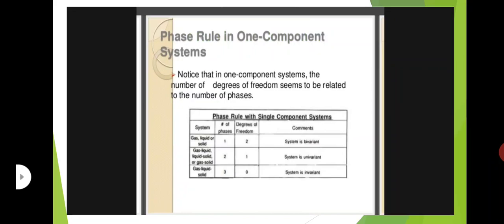Next system: gas-liquid, liquid-solid, or gas-solid system. Here number of phases is 2, but degrees of freedom is 1. So this system is univariant system. Gas, liquid, solid system: here phases are 3, degrees of freedom is 0. This system is invariant.